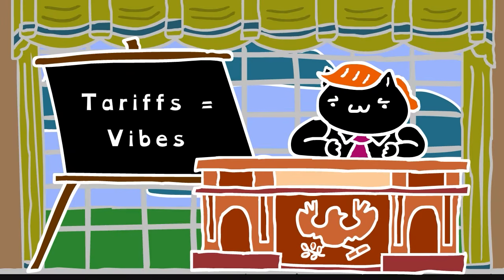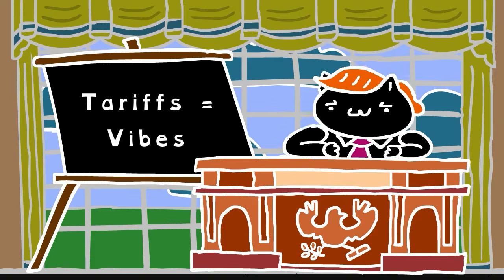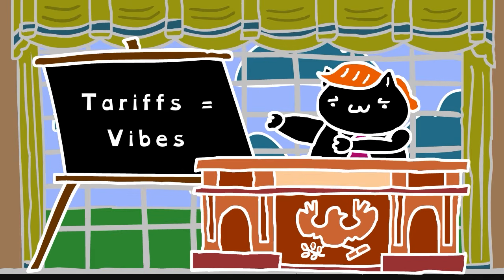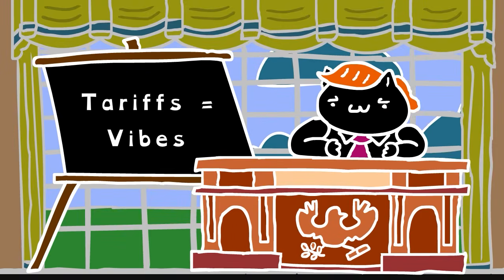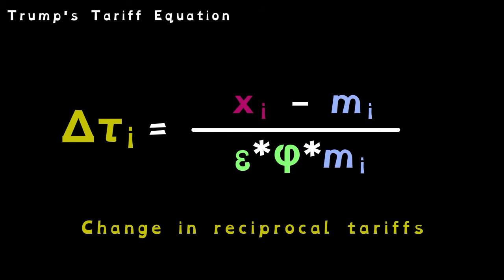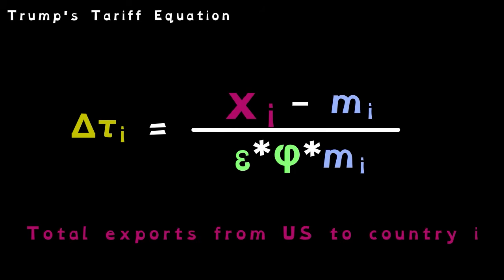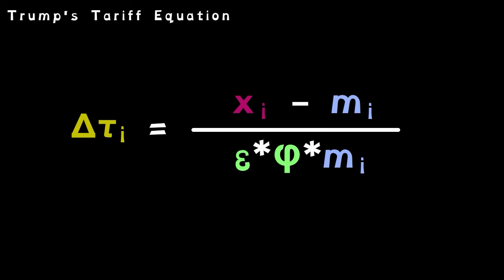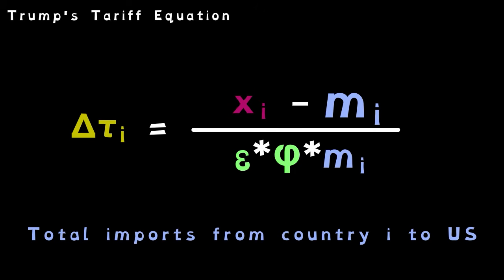So, as it turns out, the Trump administration used a formula that was more arbitrary and had nothing to do with tariffs. So on the left, we have the change in reciprocal tariffs, where i refers to a specific country. x_i is the total exports coming from the US to this country, so in essence, all of the stuff the US is selling. m_i refers to the total imports coming from the country to the US, so in essence, all of the stuff the US is buying.